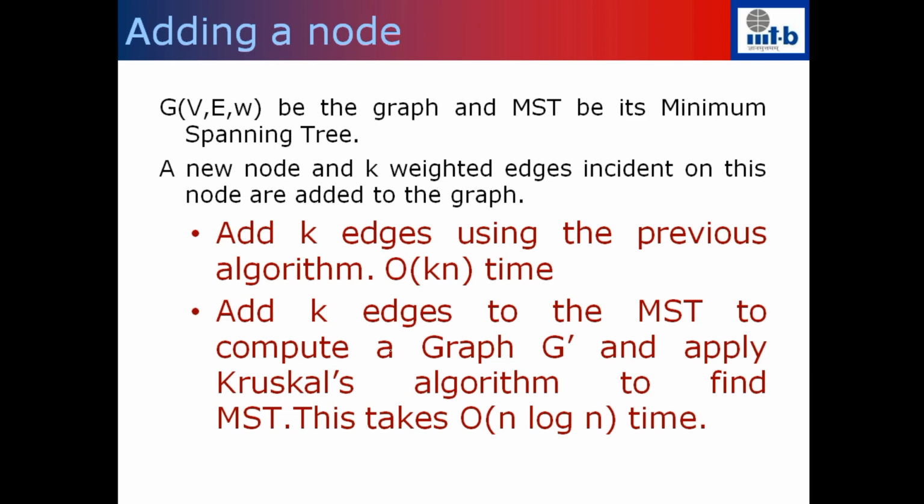This takes order n log n time. Depending on the value of k, if k is smaller than log n, you can use the first method. If k is greater than log n, that means you have added too many edges, and then you can follow the second method. In any case, you have an order k into n, or n log n, algorithm to update the minimum spanning tree after you add a node and some edges incident on this node.